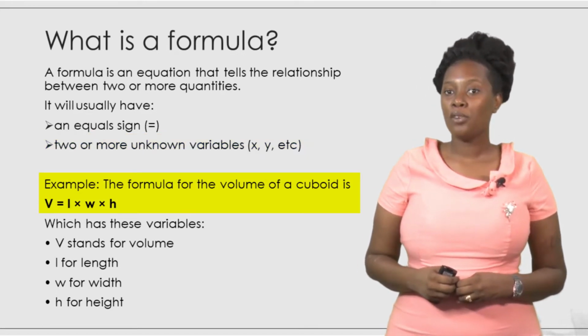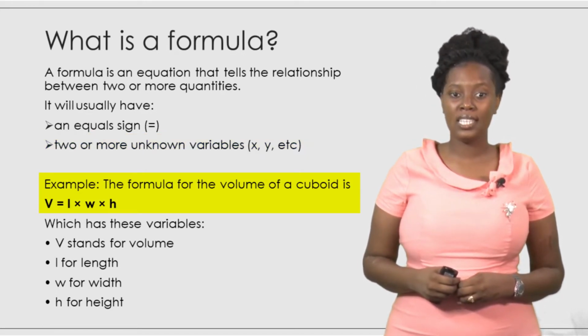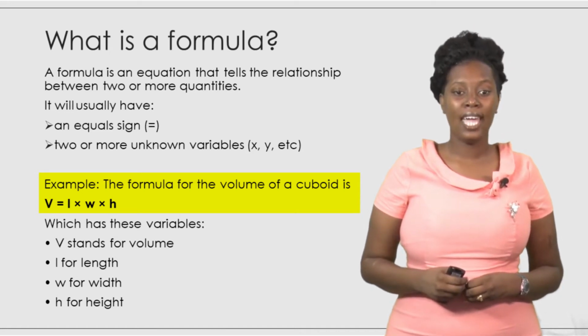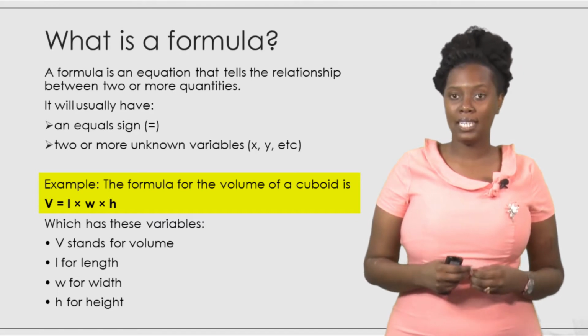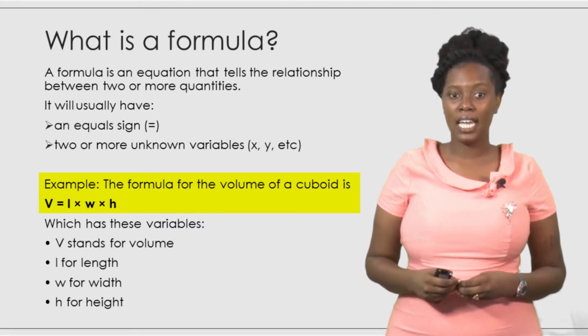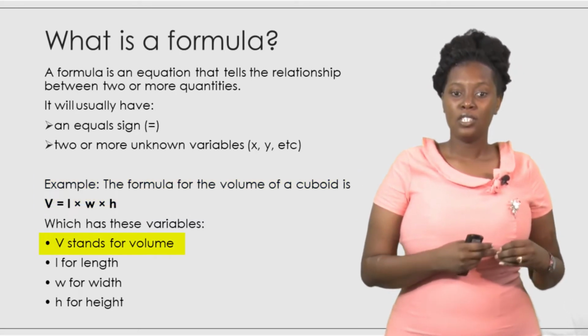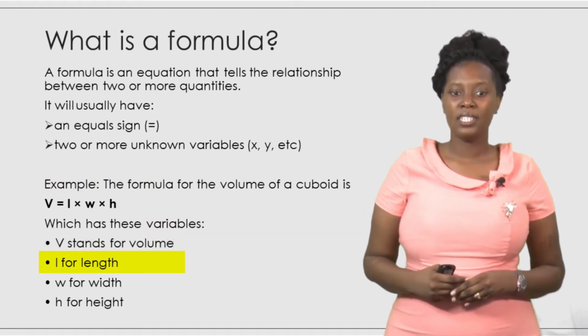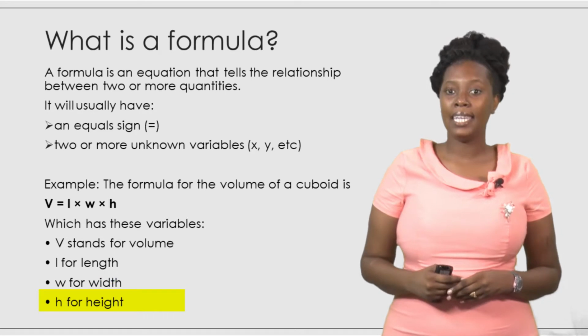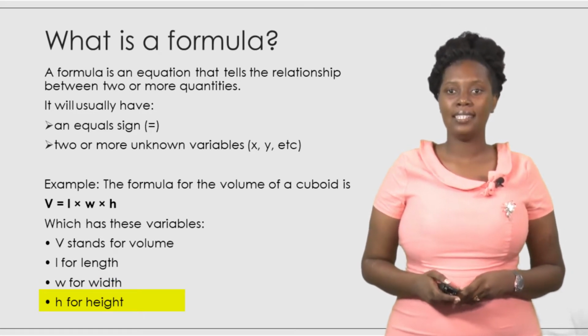Example, the formula for the volume of a cuboid is V is equal to L times W times height. So volume is equal to length times width times height. So V stands for volume, L stands for length, W stands for width, and H stands for height.